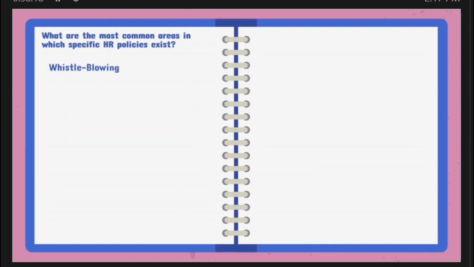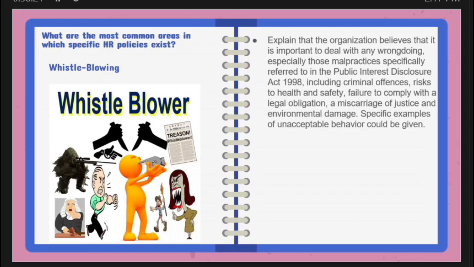Next is whistleblowing. Explain that the organization believes that it is important to deal with any wrongdoings, especially those malpractices referred to in the Public Interest Disclosure Act 1998, including criminal offenses, risk to health and safety, failure to comply with a legal obligation, a miscarriage of justice, and environmental damage.